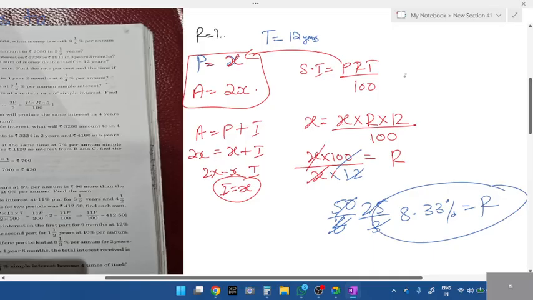And mention let principal be X. Let P is equal to X. This is what you have to mention. Then after 12 years it becomes double. The meaning of that is amount becomes 2X. Oh, another 5 minutes. 5 or 10 minutes, we'll end the class.